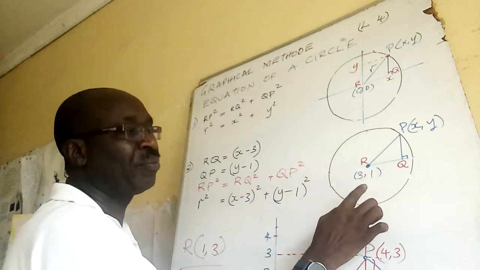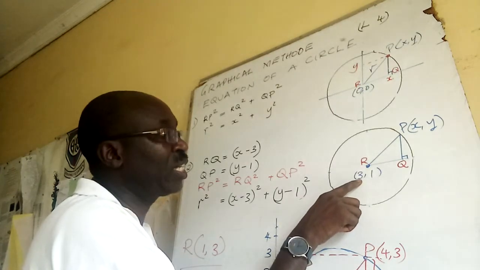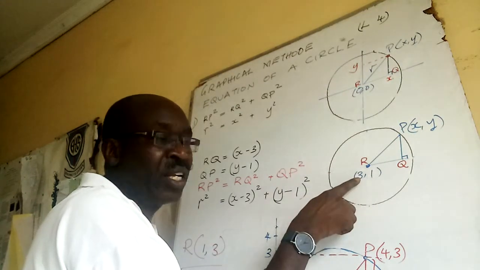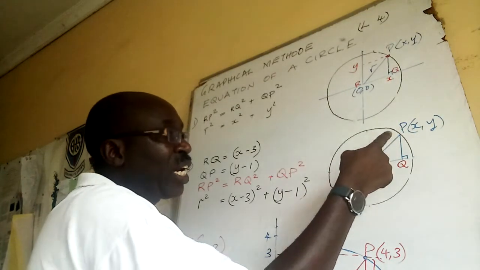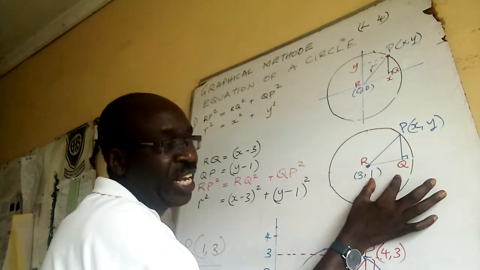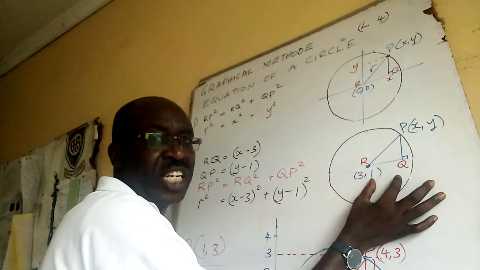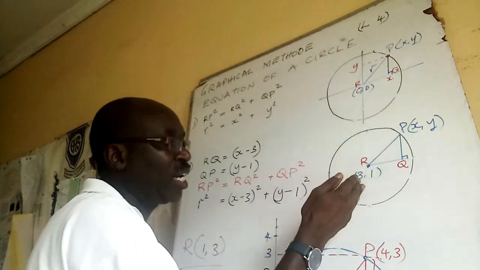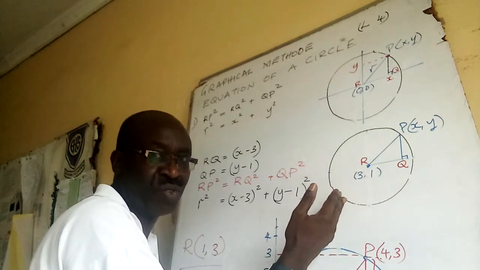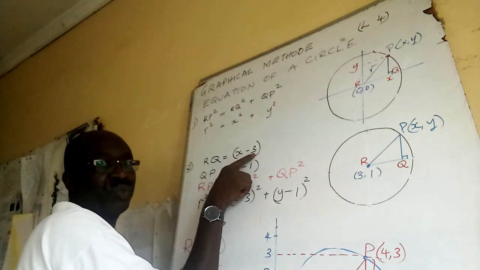Right, so we come here. It tells us this is an x coordinate, this is a y coordinate. So there is a vertical line through 3. There is another vertical line through x. So to get this difference, the ordinate difference, the difference in vertical lines, one at 3 and another one at x, we just say x minus 3. You can see here, RQ is x minus 3.